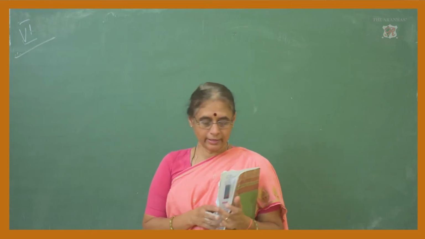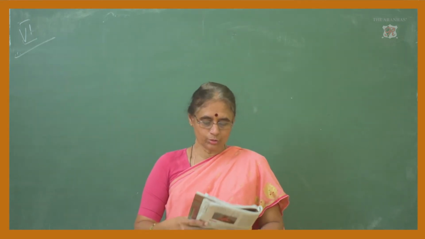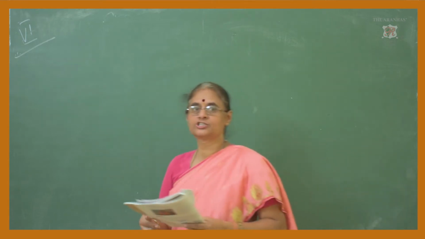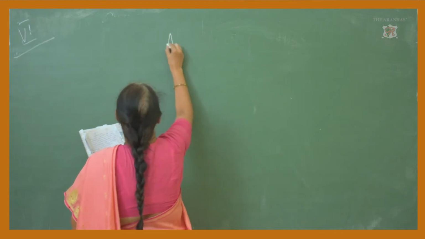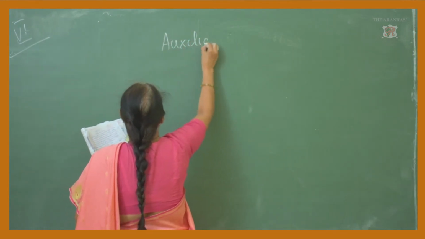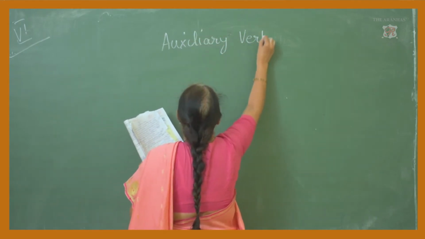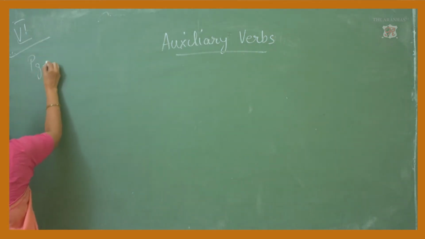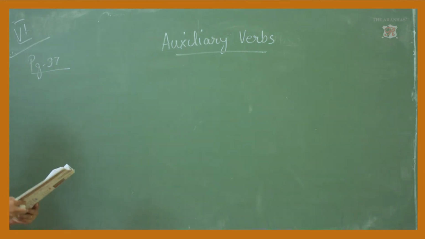Is that clear? Okay. Now, as I told you, we will be doing few sentences. You will come to know in what situation. That is, auxiliary verbs. Page number 37. Please open page number 37 of your English book.